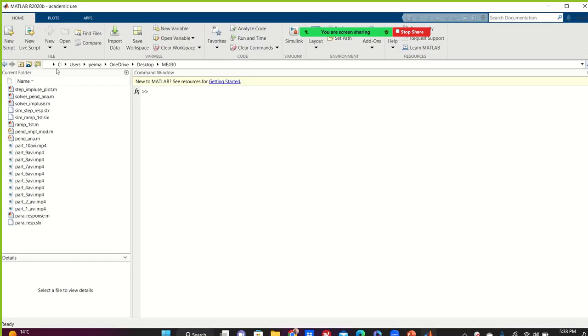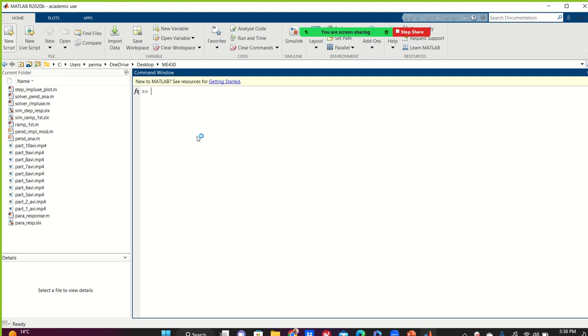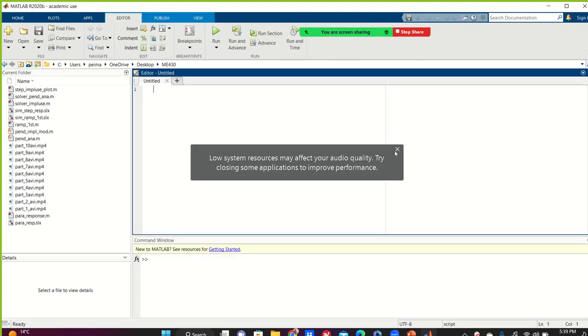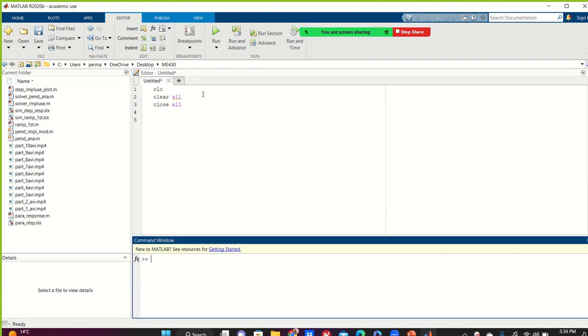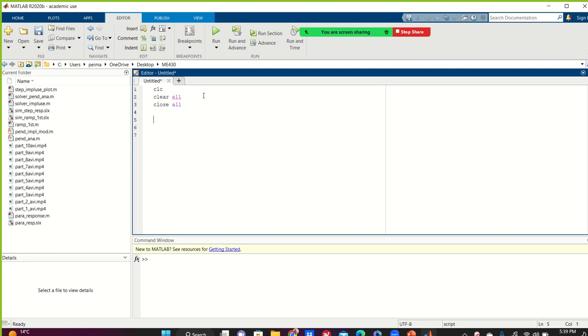Okay. So what we're gonna do, we're gonna open an M file. I'm gonna say clear all, close all. Close all means to close all the figures in MATLAB. CLC means to clear the command window, and clear all means that after every run, for the new run, it clears all the parameters saved in the workspace. Okay, please do it in your coding always.